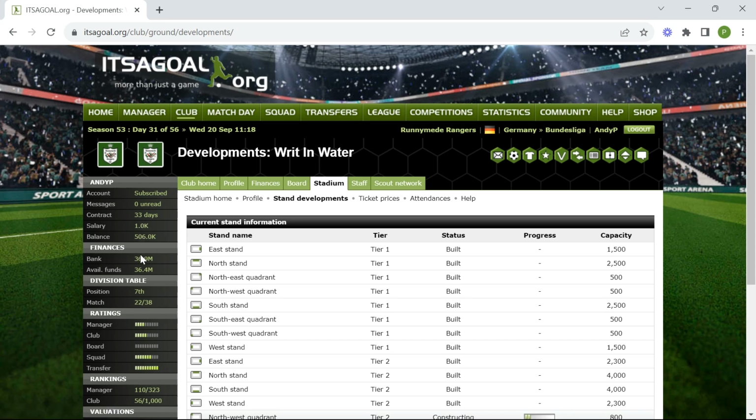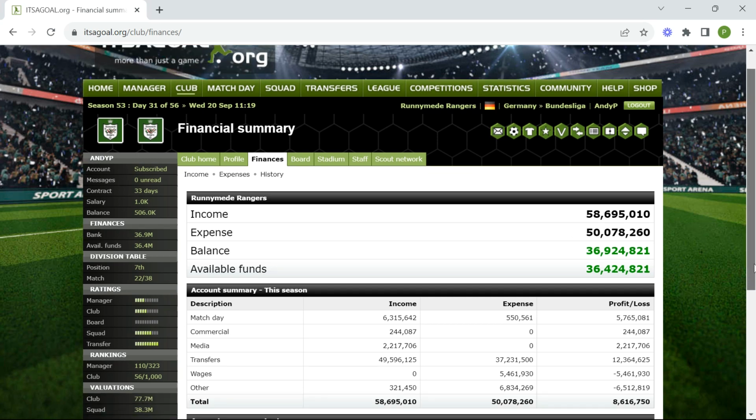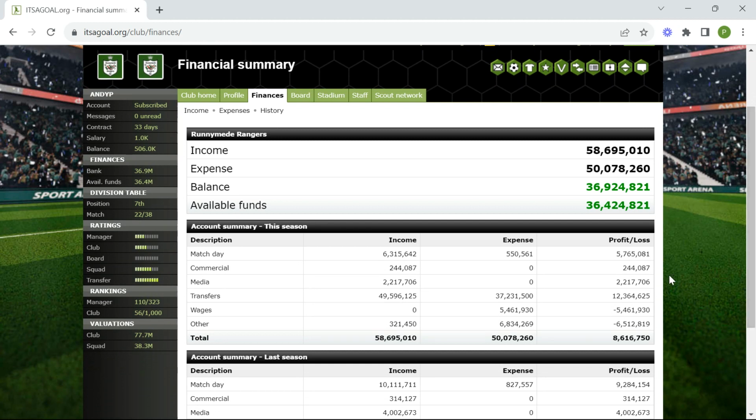So let's get back into finances and look at the income and expenses. At the moment, this is how much I've got in, and for expenses, this is how much I've paid out. This is my available balance, as we saw. If we look down, these are the descriptions of what you spent your money on, or what you've gained money from. So match day, here's all the ticket income. You've got match day expenses as well to factor out of that, so $500,000 comes out for that.